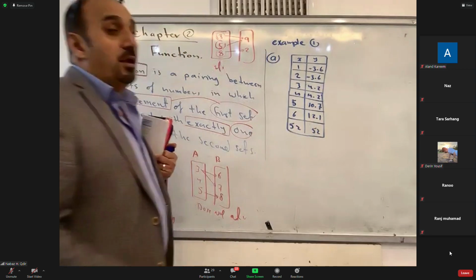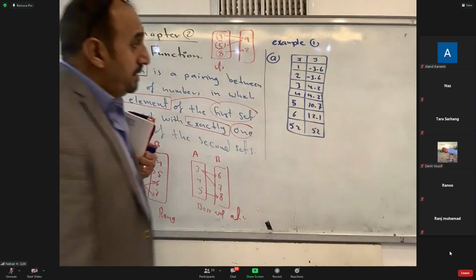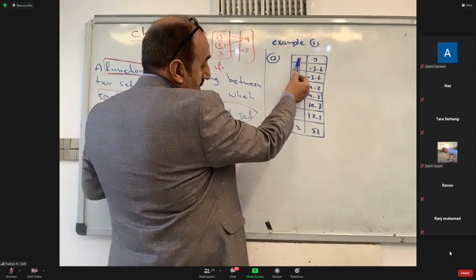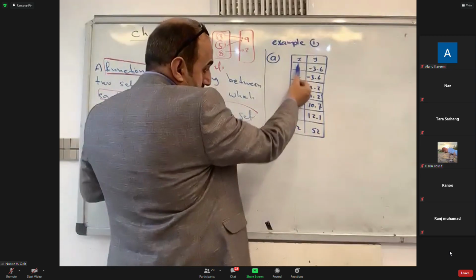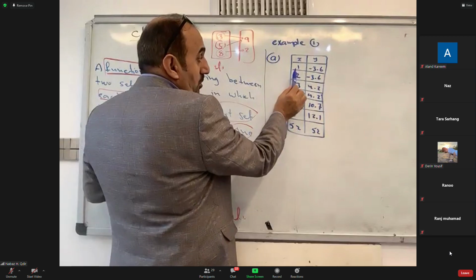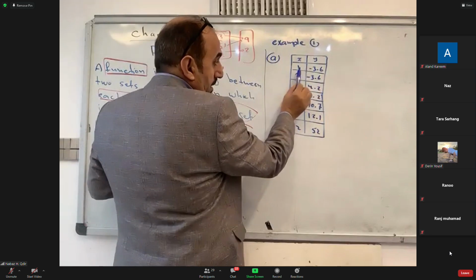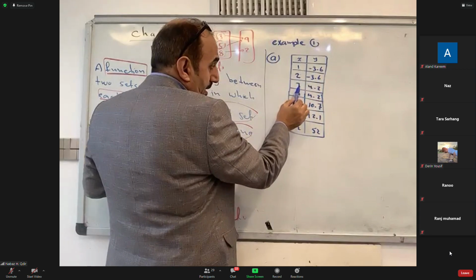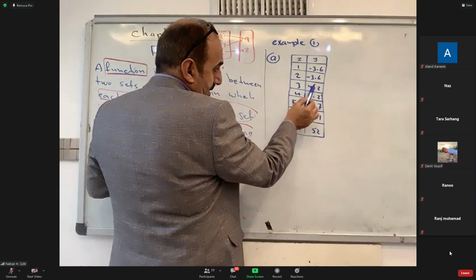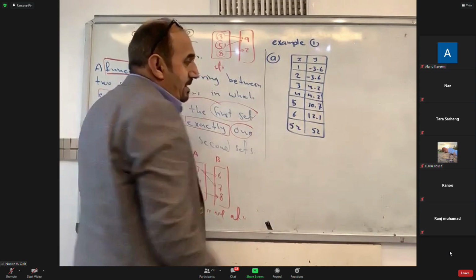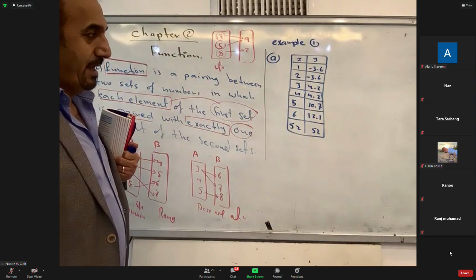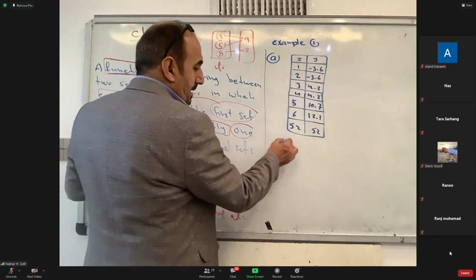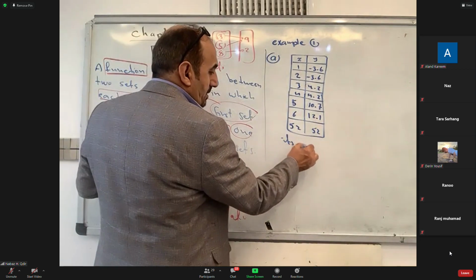Okay. We see each number in the set X, which is called domain or independent, is connected with one number. 1 with -3, 2 with -3, 3 with this, 4 with this. Each is connected to one element. So it is a function.